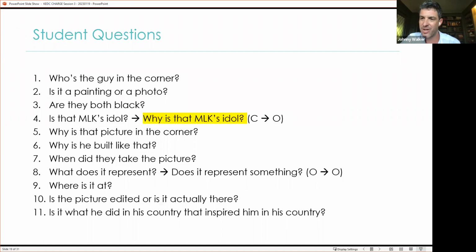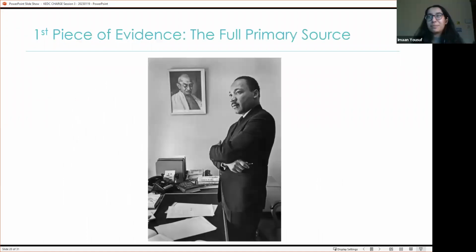I think was there another picture? Oh, yeah, here it is. So when I first did this QFT, I did the full size image, but people were asking questions about what's on his desk, about his office, things like that. I just wanted them to ask questions about the connection between Gandhi and King. And so that's why I cropped it.